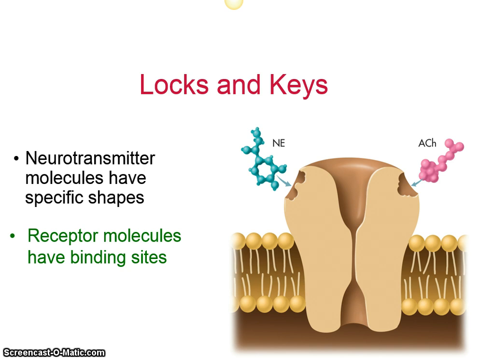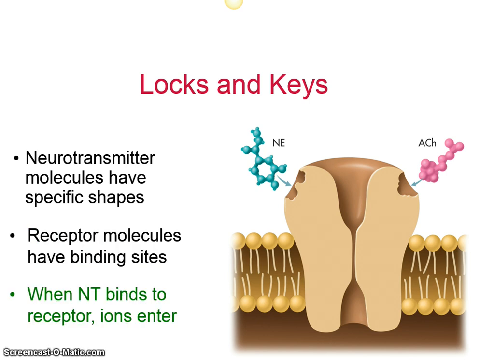The neurotransmitter molecules, those chemicals, have specific shapes, and the receptor sites on the receiving neurons also have corresponding specific shapes, so that only specific neurotransmitters can fit into their designated receptor sites. So here you see on the right an acetylcholine neurotransmitter, the pink blob. That cannot fit into the receptor site for norepinephrine, which is on the left. When the neurotransmitter binds to the receptor sites, the ions enter.